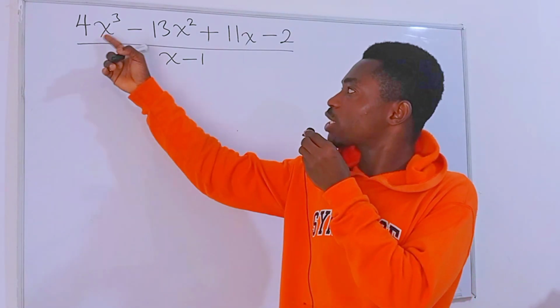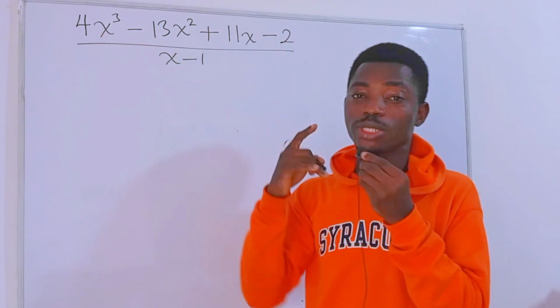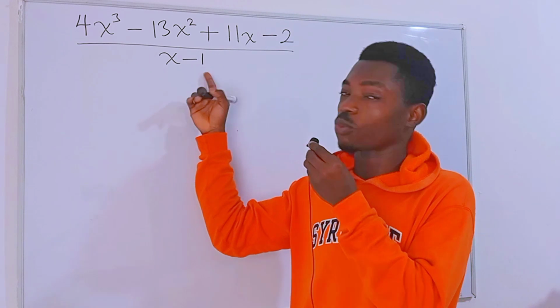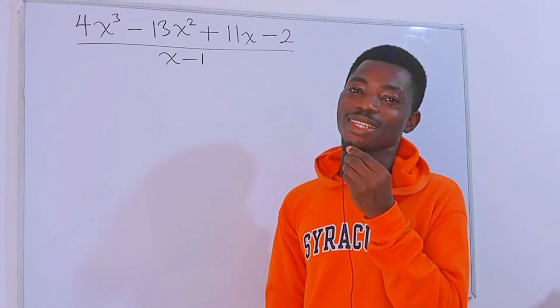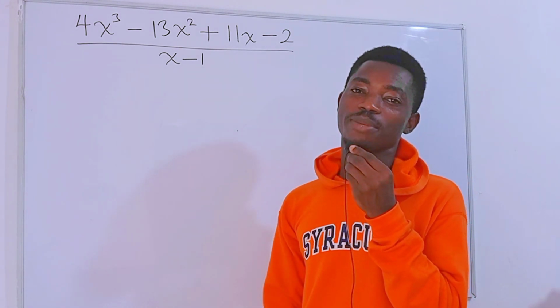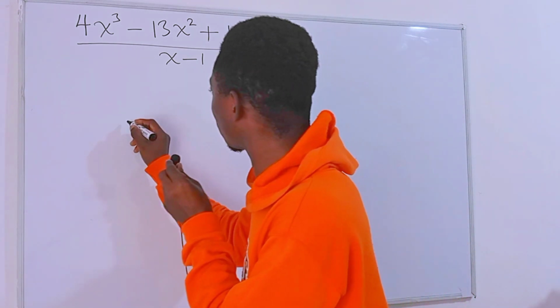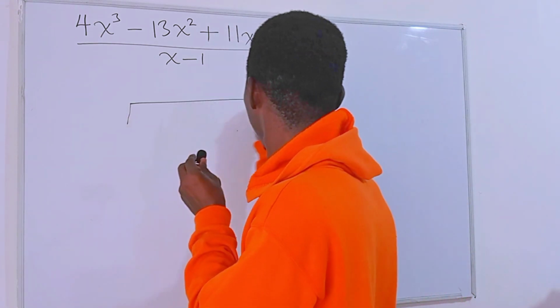Hello guys, we have this cubic expression right here and we have to divide it by x minus 1. Pretty interesting question. Let's begin by using the long division method. First of all, I'm going to draw the long division sign right here.